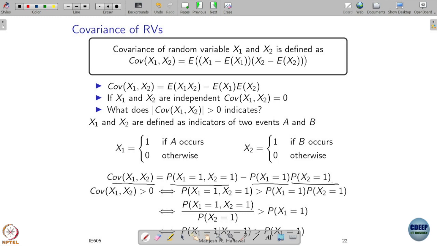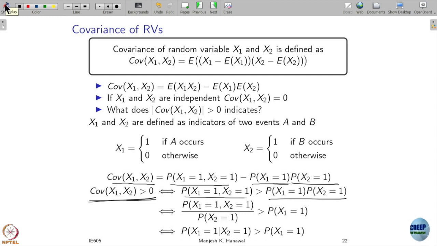Now suppose we assume that the covariance of x1 and x2 is positive. What does this indicate? Let's see. If this has to be positive, then the right side has to also be positive. This is going to imply that this term has to be larger than this term. Everybody agree?